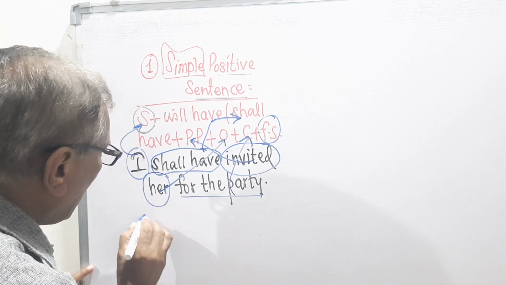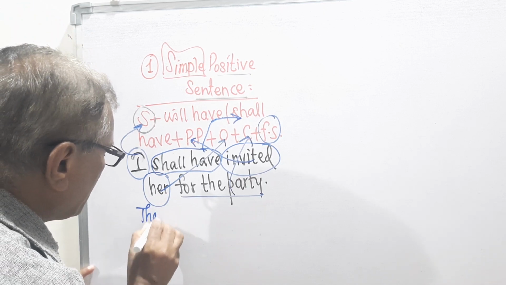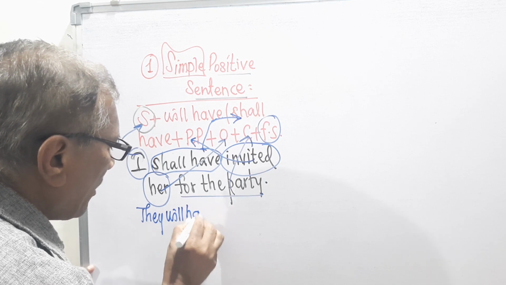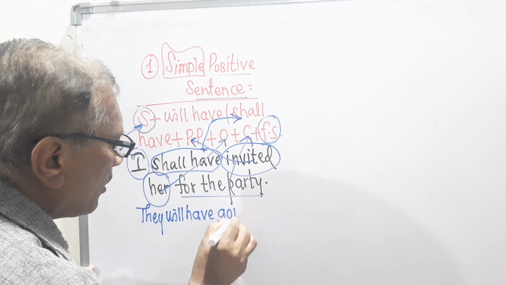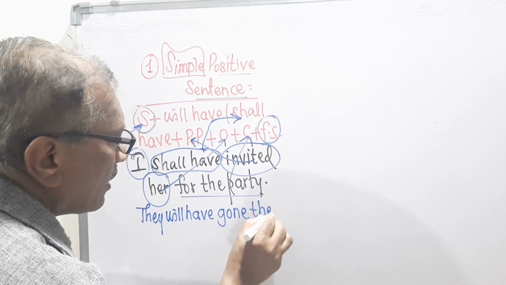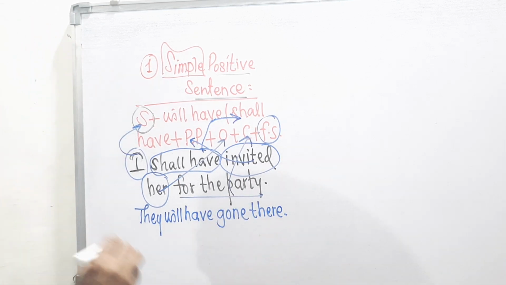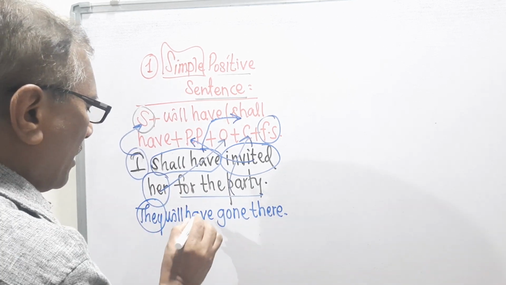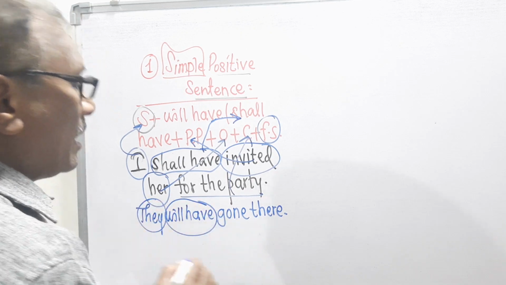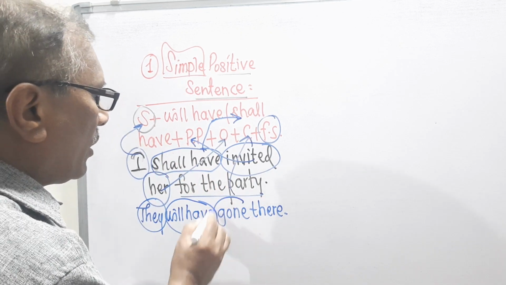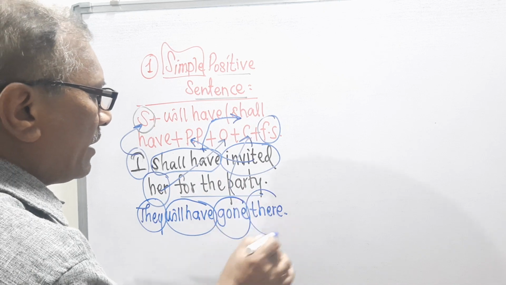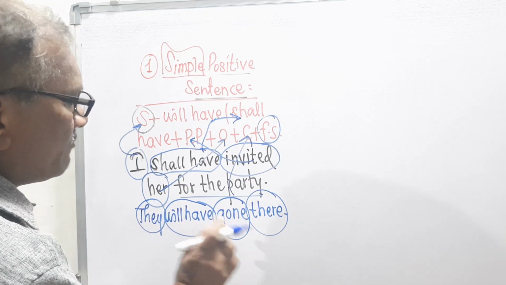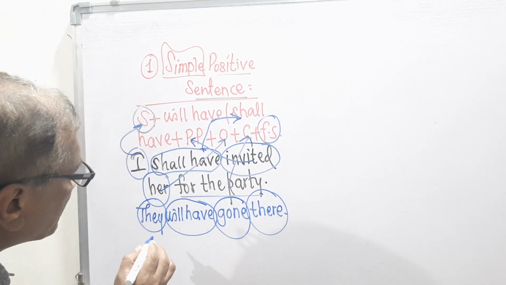So now remember, if the subject is they, then we will say they will have gone there. They will have gone there, means they is the subject, will have is the helping verb, gone is the PP, and there is the particular object. So remember here, in this way we can make the sentences.